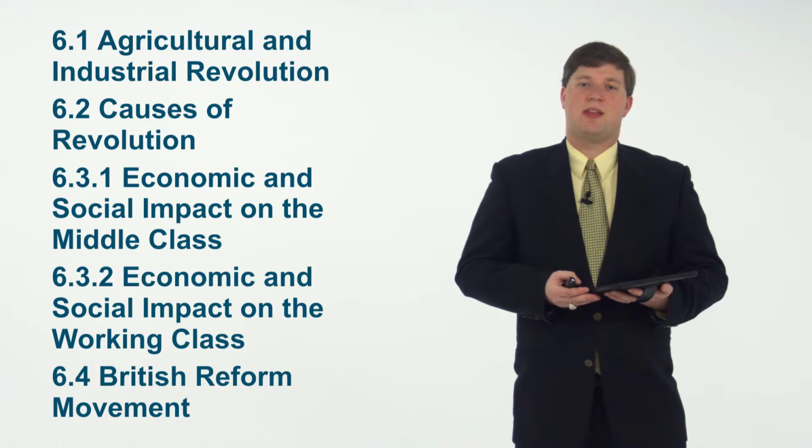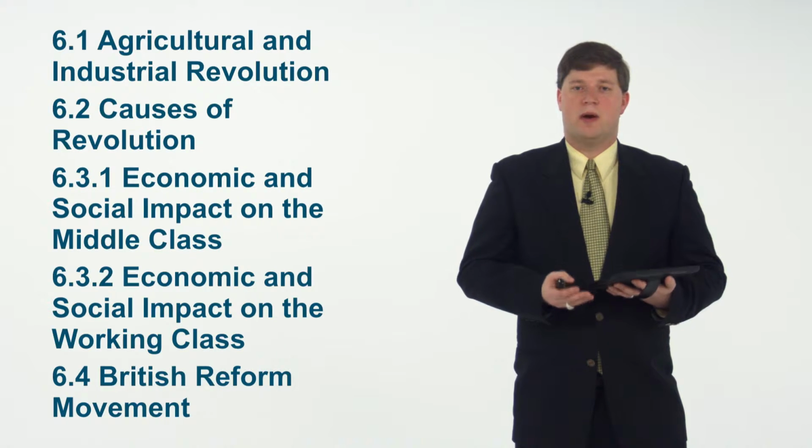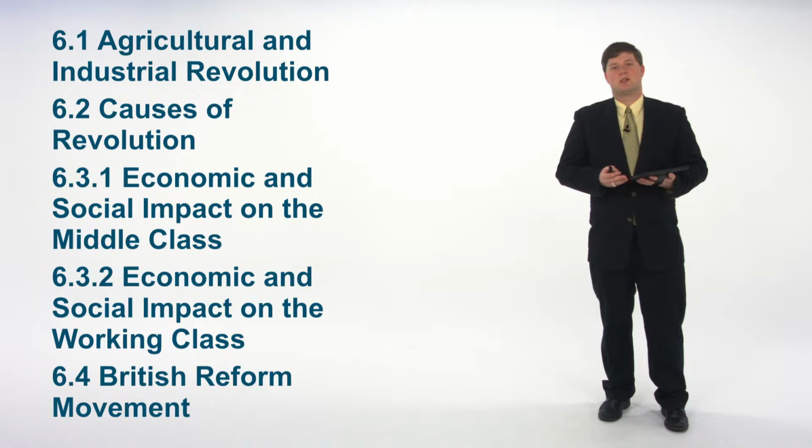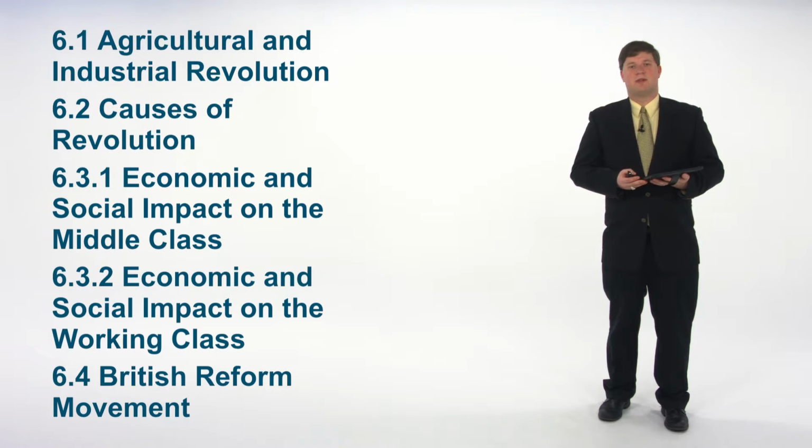Second, we're going to look at the causes. Why does the Industrial Revolution happen where it does, looking at Great Britain? Why does it happen where it does and when it does? And then our next section, we're going to break down the economic and social impact of the Industrial Revolution.